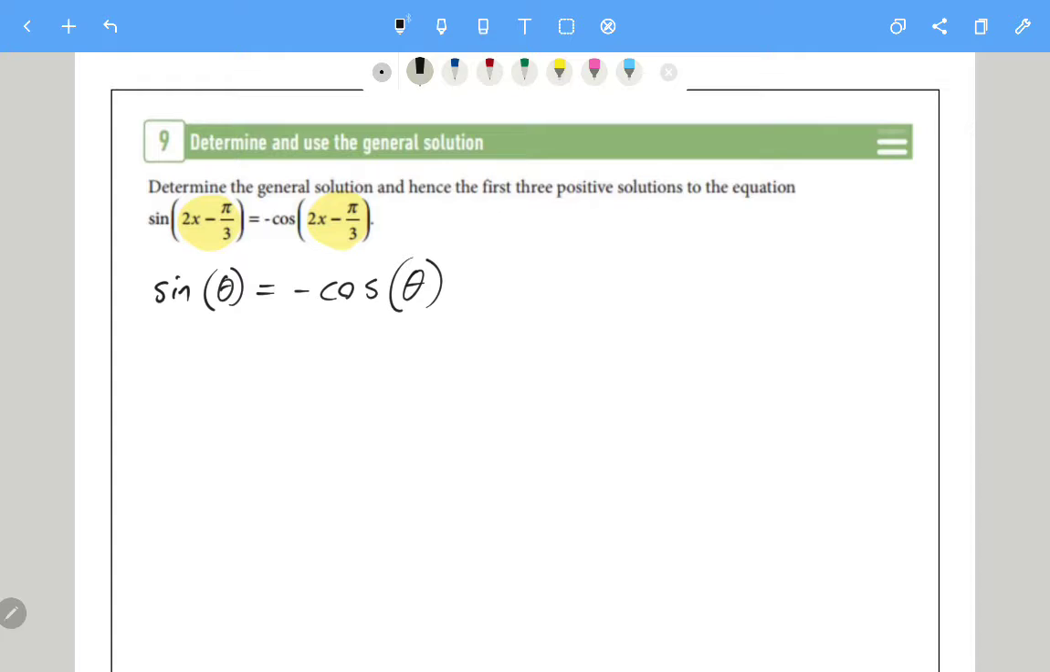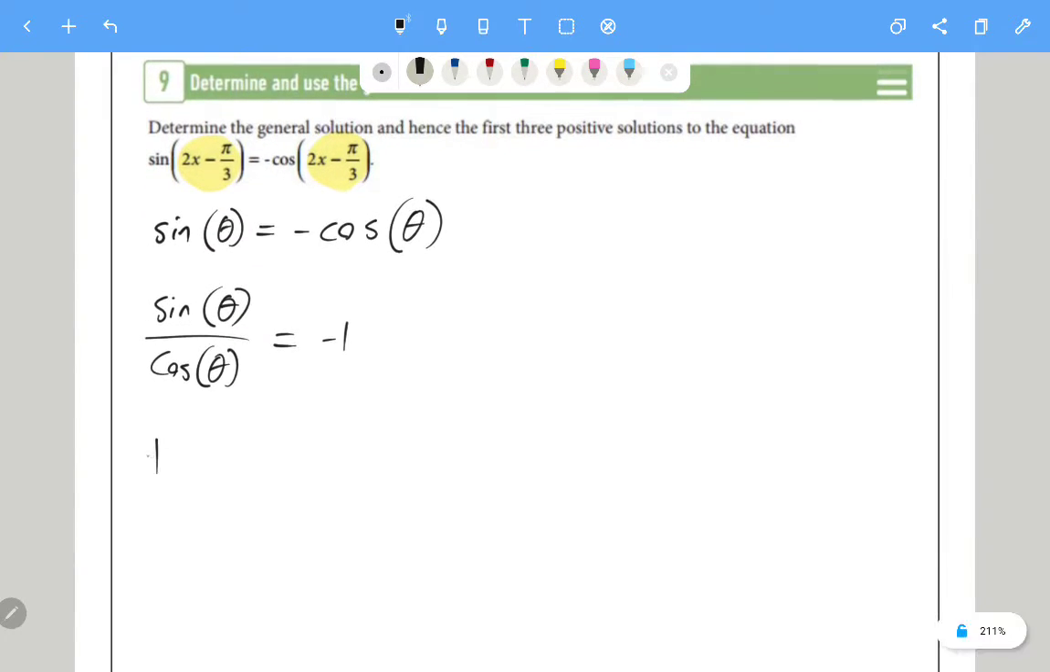Now, this works as long as I do the simplification. I can rearrange this a little bit nicer. I could divide both sides by cos, and I would get sine of theta over cos of theta is equal to negative 1, and sine of theta over cos of theta is just tan of theta. So, when is tan of theta equal to negative 1?